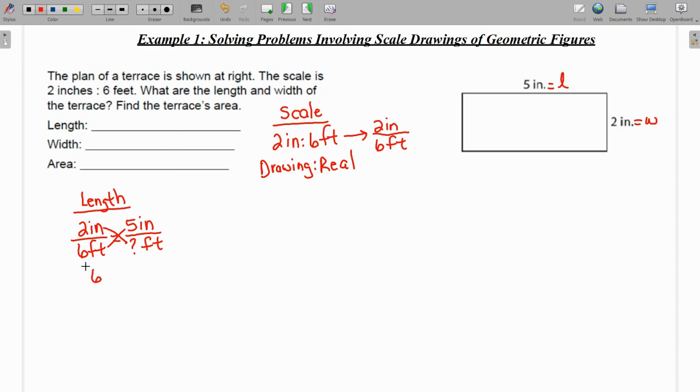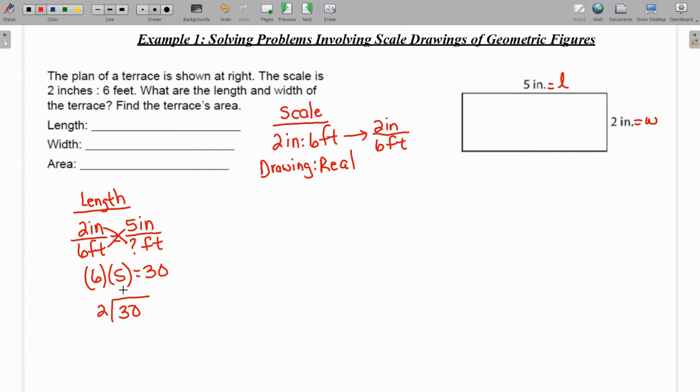So I'm going to take 6 and multiply it by 5, and that gives me 30. Now I'm going to take that 30 and divide it by the number I have left over that I didn't use. I've used the 6 and the 5, so the only thing I haven't used is the 2. So I'm going to divide 2 into 30.